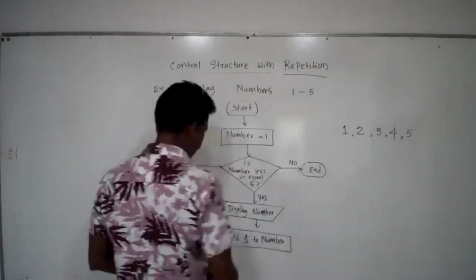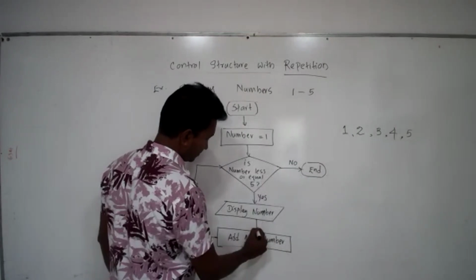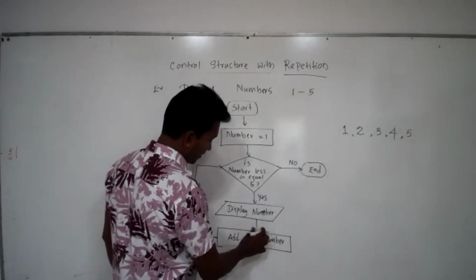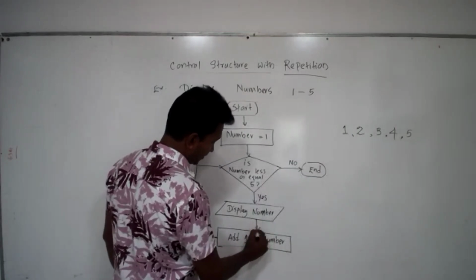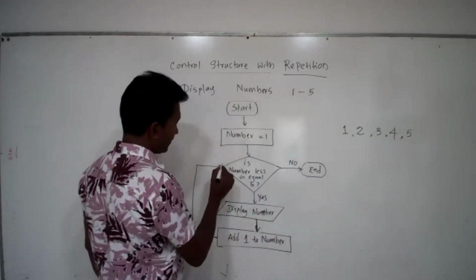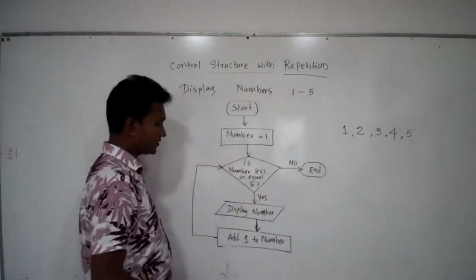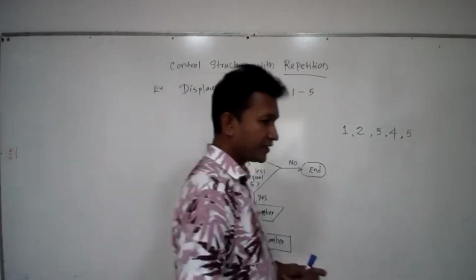Remember to use the arrows correctly, right? If there is no arrow, this is wrong. There should be arrows. Arrowheads should be there. Otherwise, the flow chart is incorrect.